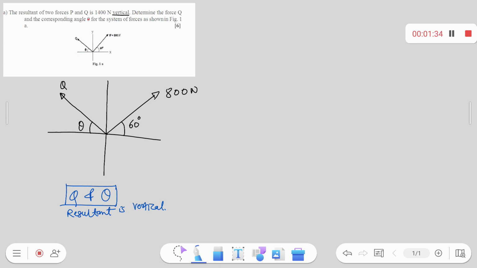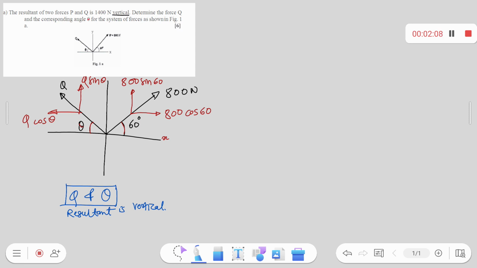Before that, we must resolve this one. As the slanting force is there, resolve this. The 800 N force makes an angle of 60 with respect to x, so the components are 800 cos 60 and 800 sin 60. Resolve this also: Q cos theta and Q sin theta. Resolution means the angle is with the horizontal, so the horizontal component is cos.